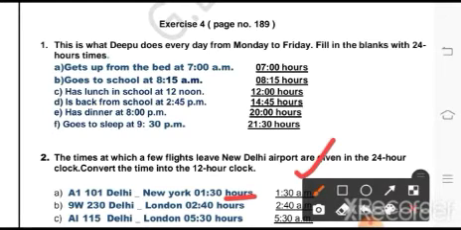Like in B part you can see the departure time is 2:40. It's again less than 12, so time is the same, 2:40 a.m. Third one is Delhi to London, 5:30 hours. Again it is less than 12, so it is written as it is, only hours is replaced by a.m.